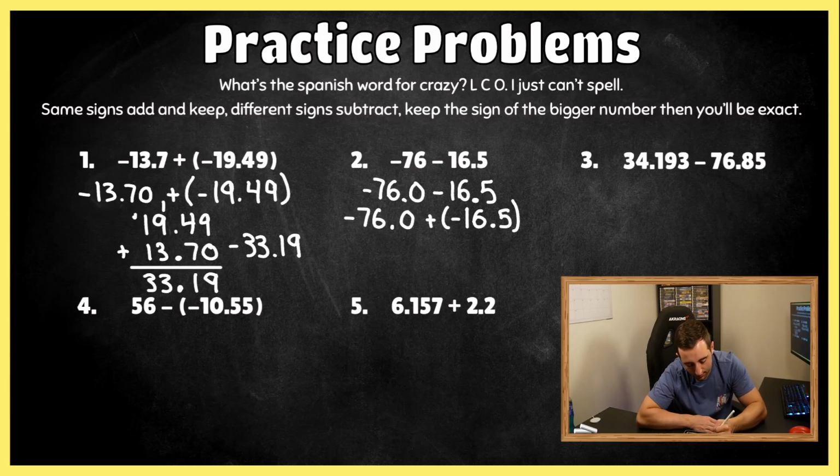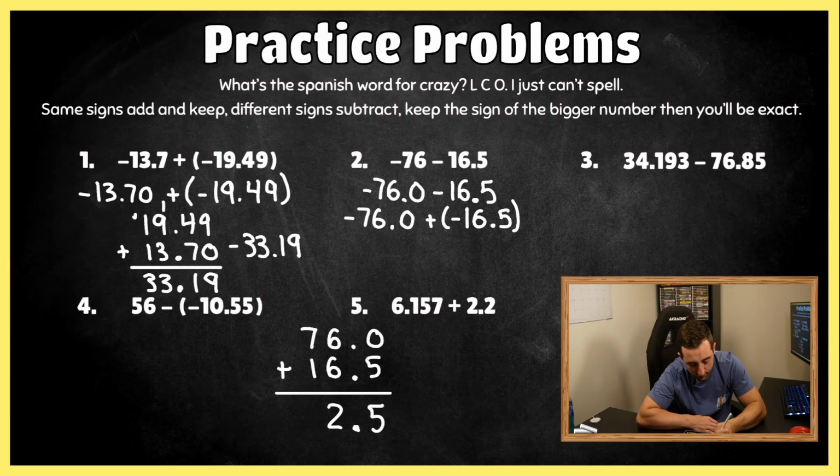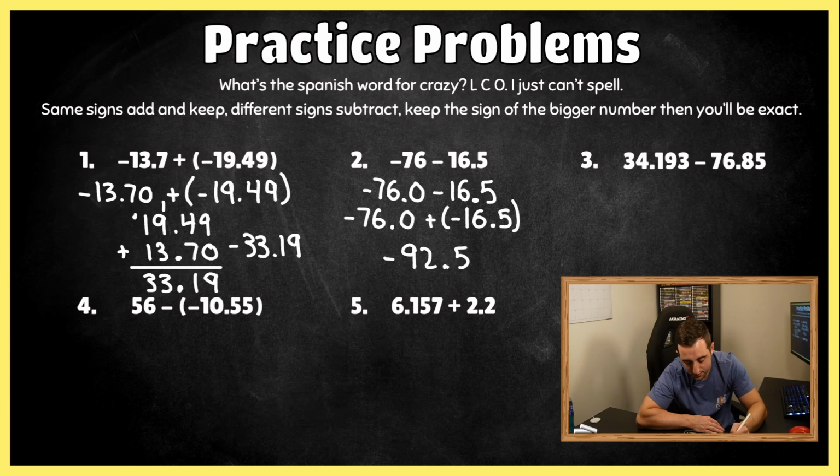So I'm going to add it down here. We're going to write the bigger number first, so 76.0 plus, line up our decimal points, we have 16.5. Drop your decimal point down in your final answer. 0 plus 5 is 5. 6 plus 6 is 12. Carry 1. 1 plus 7 plus 1 gives us 92 and 5/10. And then once again, keep the sign that they shared, and it's going to be negative 92 and 5/10.